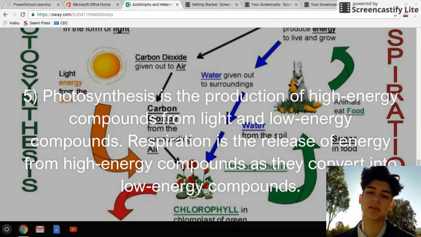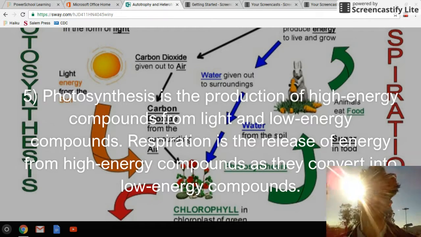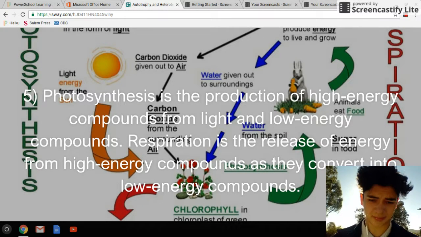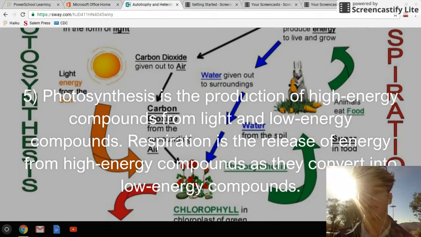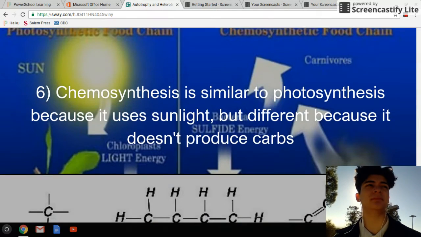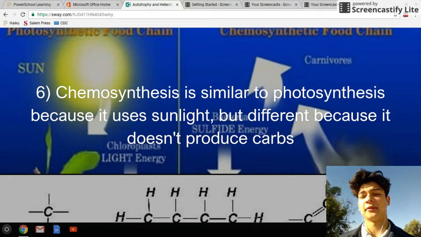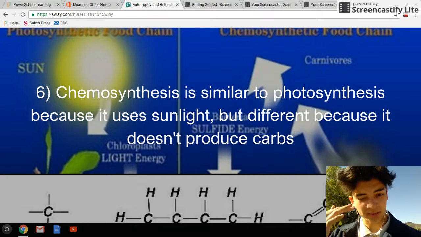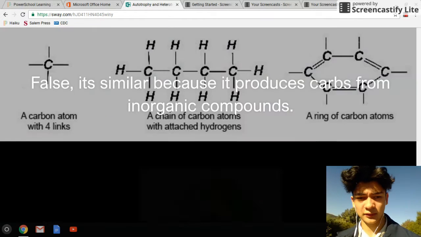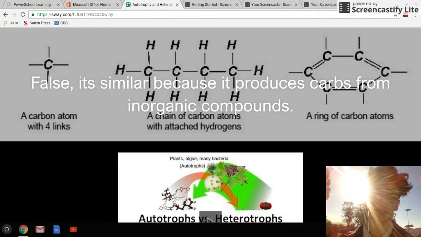Number five, photosynthesis is the production of high energy compounds from light and low energy compounds. Respiration is the release of energy from high energy compounds as they convert into low energy compounds. True. Six, chemosynthesis is similar to photosynthesis because it uses sunlight, but different because it doesn't produce carbs. False, it's similar because it produces carbs from inorganic compounds.